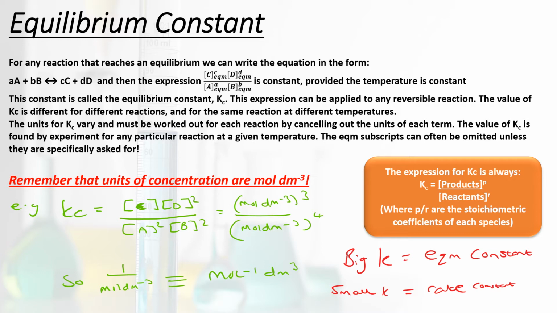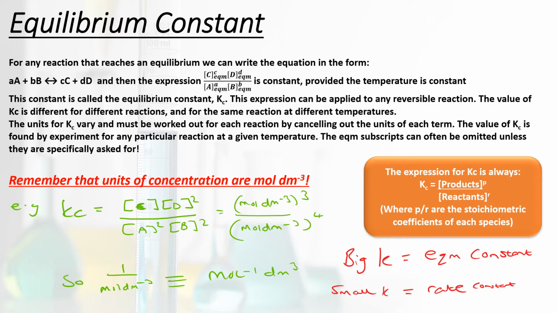I have my A plus B going to C plus D reaction. So if I write my Kc expression, it's always the concentration of products divided by concentration of reactants, and I raise those concentrations to the stoichiometric coefficients. So let's imagine I have a reaction that is 2A plus 2B going to C plus 2D. My Kc expression, therefore, looks like is shown in the middle. Concentration of C multiplied by the concentration of D squared, because there were 2D in the equation, divided by the concentration of A squared and the concentration of B squared.